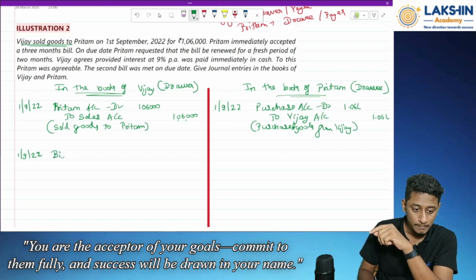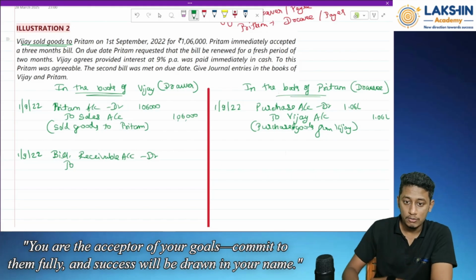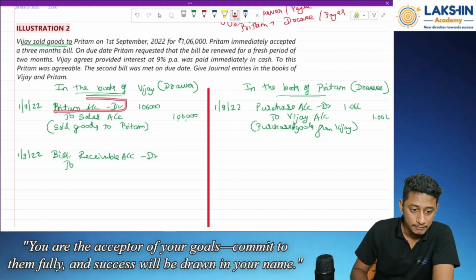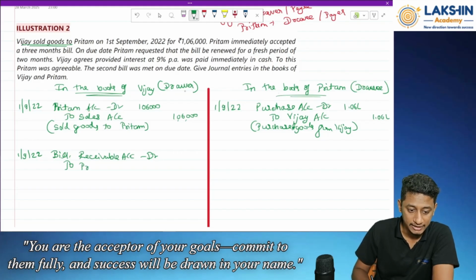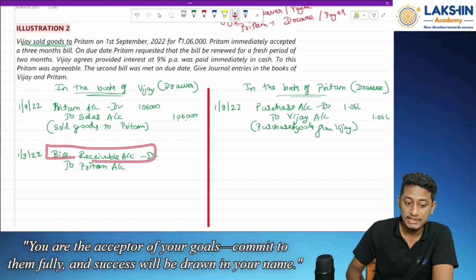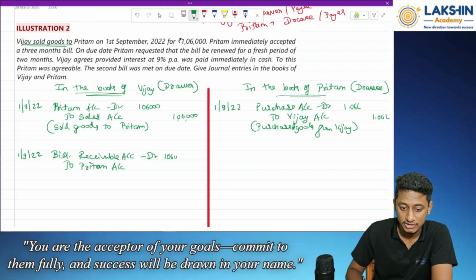So bills receivable account debited. Account is debited to what? Now, whatever balance was remaining over here in Preetham's account, whatever amount I have debited as a debtor for Preetham, I will reverse it off now. How? By crediting it. Why? Because I am transferring whatever amount was there in Preetham's account to what account? To a new account called bills receivable account. How much the value? Again, 1.06.